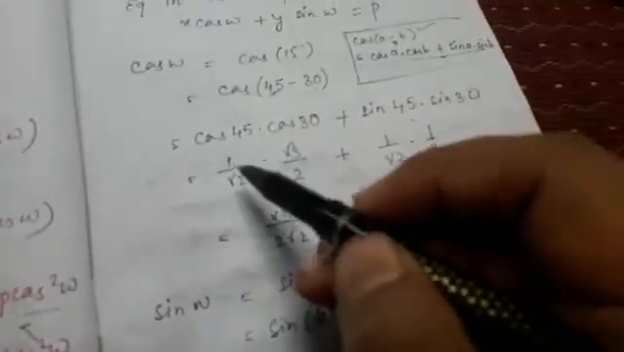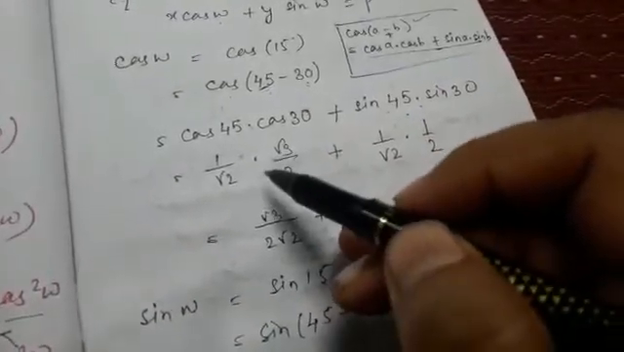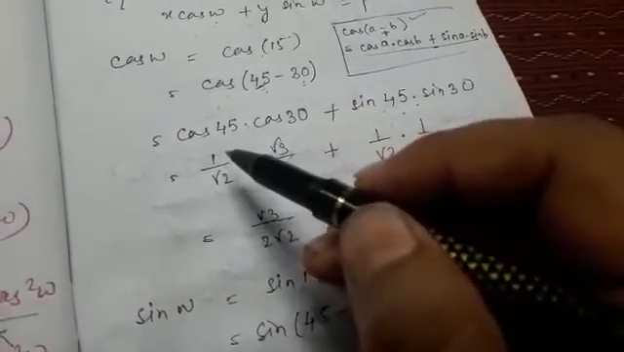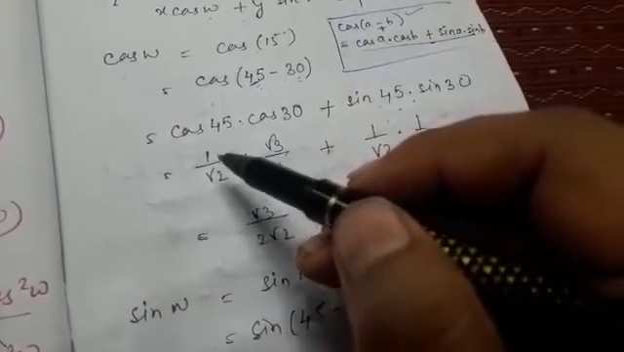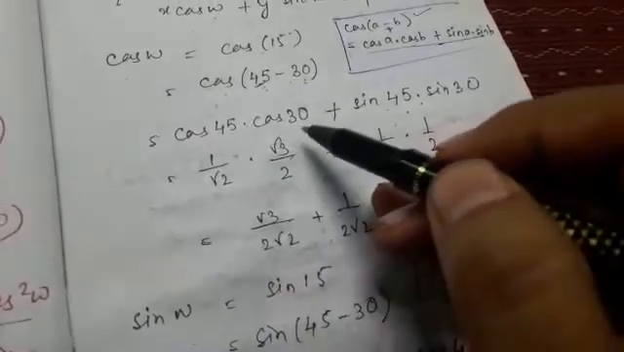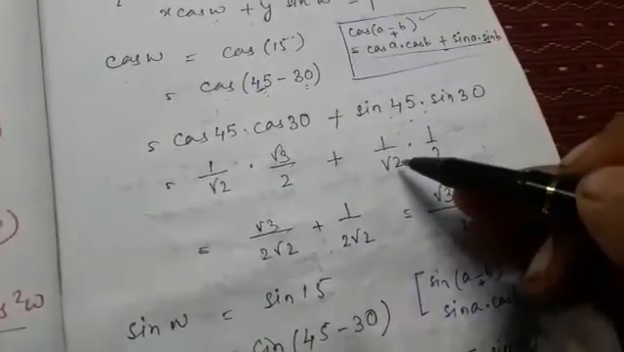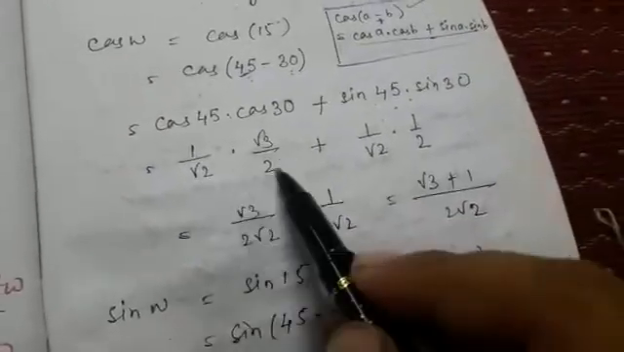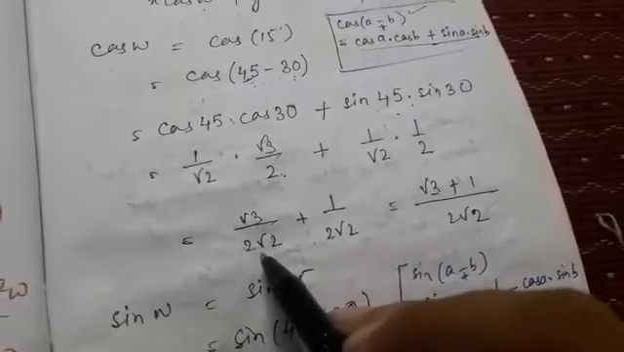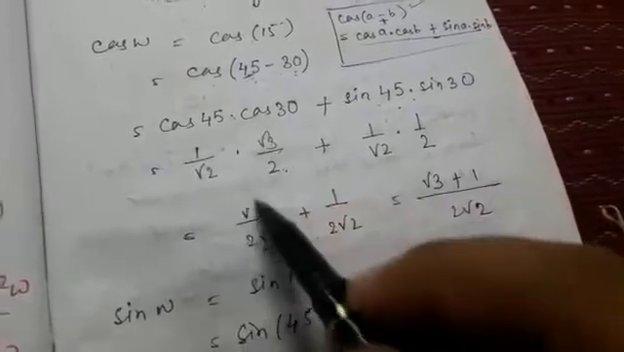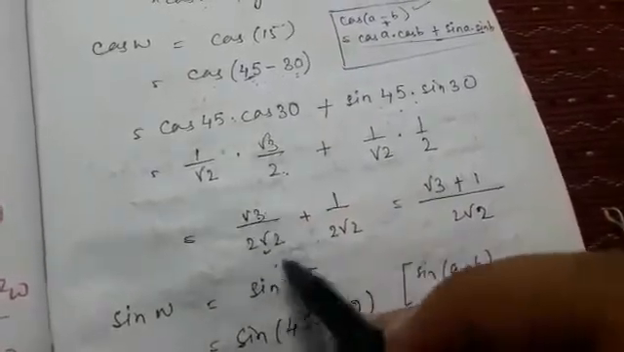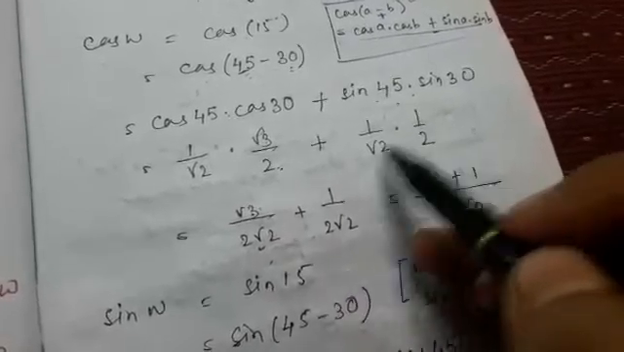So cos 45 is what? 1 by root 2, right? Cos 45, you know it from class 9 as well as 10. So cos 45 is 1 by root 2 dot cos 30 is root 3 by 2 plus sine 45 is again 1 by root 2 dot sine 30 is again half. Now see, you multiply this 2 into root 2, it will give you 2 root 2 in the denominator, and root 3 into 1 is root 3 there. So root 3 by 2 root 2 plus similarly 1 into 1 is 1 and 2 into root 2 is 2 root 2.